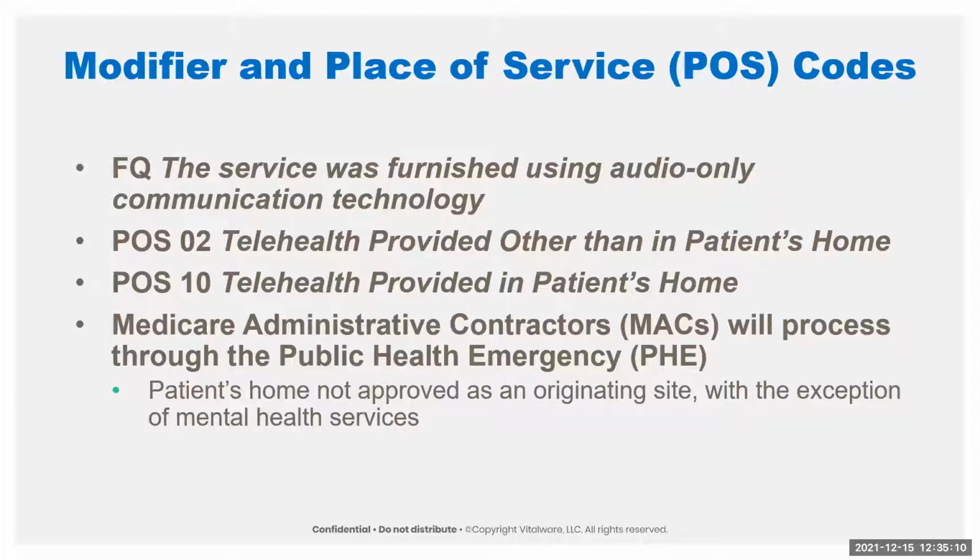Now, there are some updates to the place of service codes. So place of service 2, instead of just it being telehealth, it's going to be telehealth provided other than in the patient's home. And then there's a new place of service code, place of service 10, telehealth provided in the patient's home. And so the MACs are supposed to process either place of service through the public health emergency. But once we are out of the pandemic, that patient's home is not approved as an originating site, with the exception of the mental health services, which also includes the substance abuse disorder services.